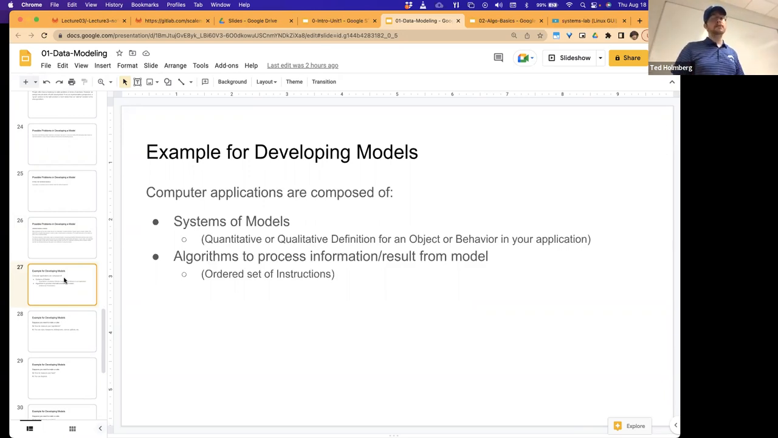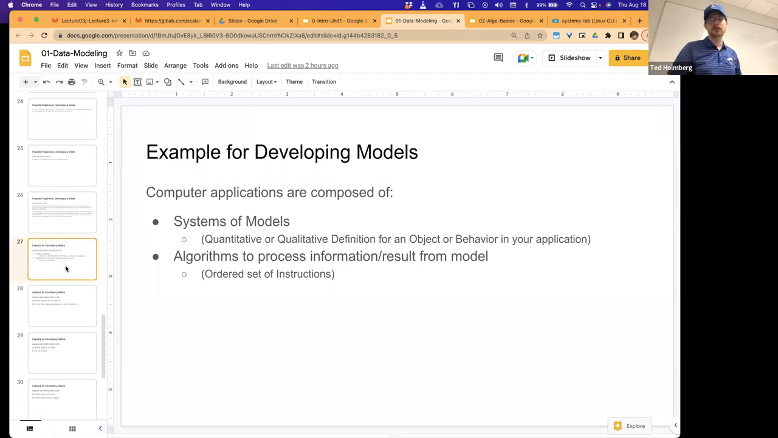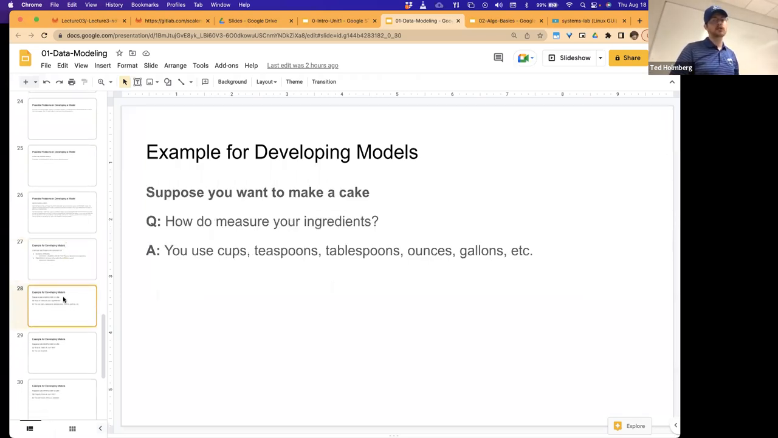Computer applications are composed of two things. Systems of models, usually more than one, like in our recipe, where we use three different models. Those could be quantitative or qualitative, and it's a definition for an object or behavior in our application. It's also algorithms to process information results from the model. That's our ordered set of instructions.